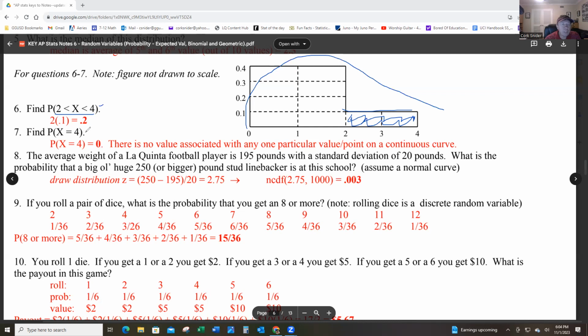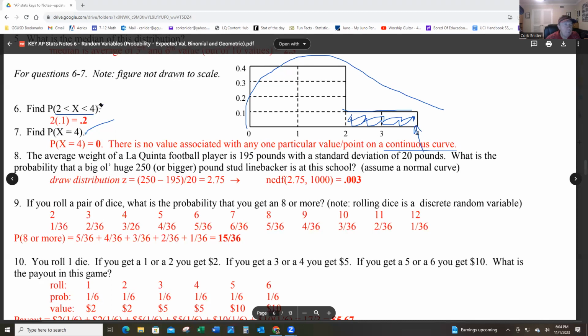Now, number 7 is a trick question. Find the probability that x is exactly 4. You don't have any value at one particular point when you have a distribution that's drawn like this in a curve. You need 2 points for an area. So anyhow, I kind of wrote that out. There's no value associated with any one particular point in a continuous curve. The most common continuous curve is a normal curve. So there you go on that. Okay, so that's pretty easy.